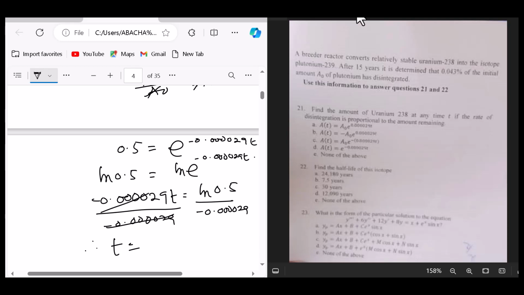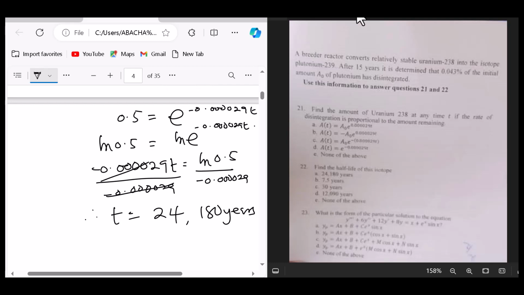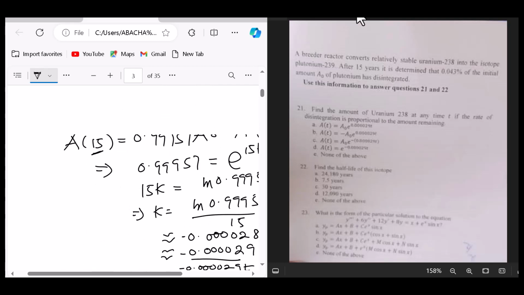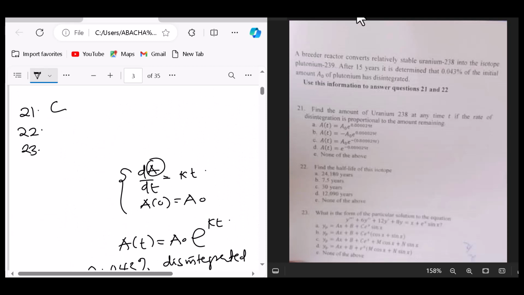Based on this answer, we are getting something like 24,180 years. So this is our answer, and that is A. So for number 22, the answer is A.